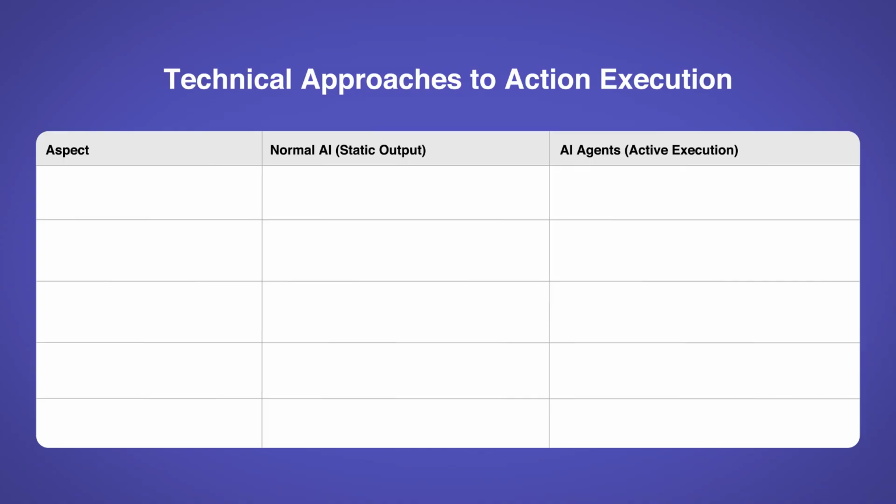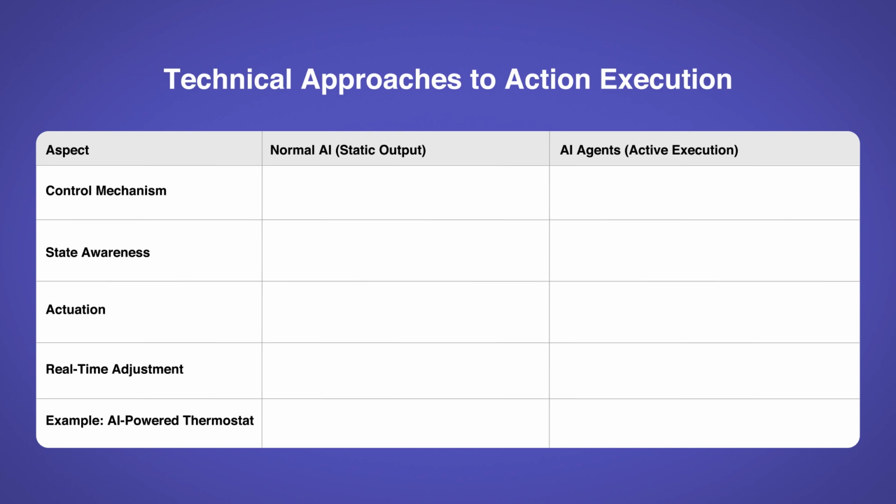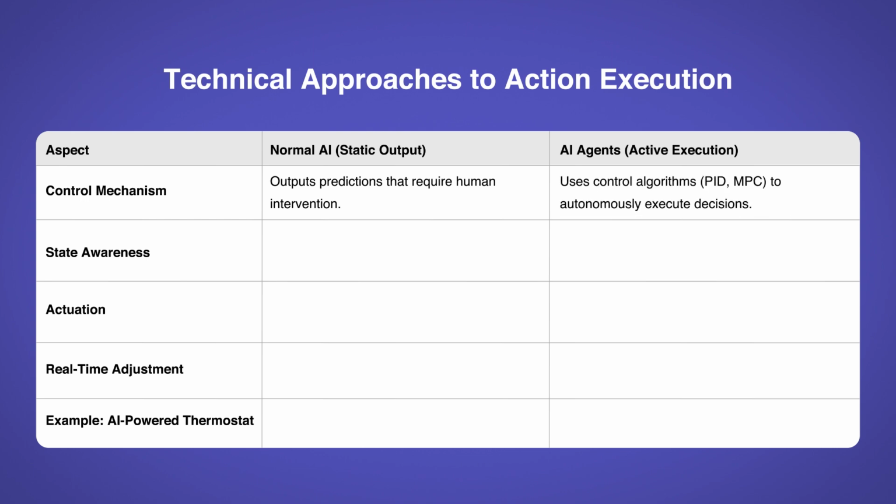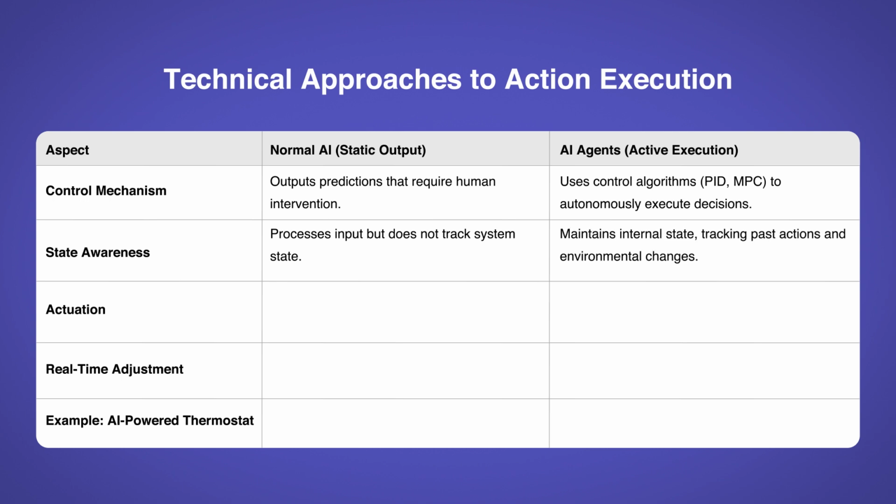So more aspects to this are the control mechanism, state awareness, actuation, and real-time adjustment. So with normal AI, when it comes to the control mechanism, these are the output predictions that require human intervention, whereas with AI agents, they use control algorithms like PID or MPC to autonomously execute those decisions. With state awareness, a normal AI processes input but doesn't track the system state, whereas an AI agent maintains internal state, so they track past actions and environmental changes, which is really important for that memory and knowledge base as well.